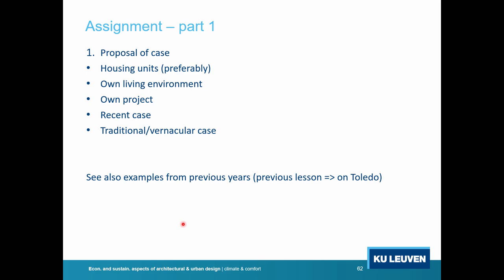So either you have a good case as an example case that you just want to learn from, or it's a case that you doubt is functioning well and you want to check if you could improve it, for example, from a thermal perspective, mainly solar access, thermal comfort, and then the cost assessment in the second phase. I also posted the examples of last year that I showed in the previous lesson on Toledo, so you can also always have a look to inspire you.